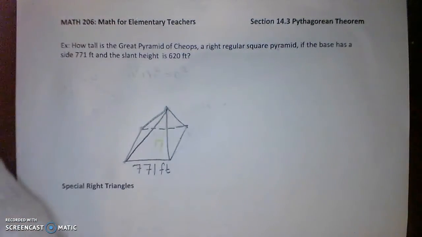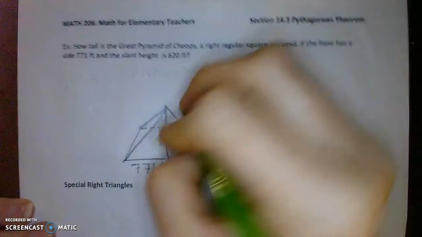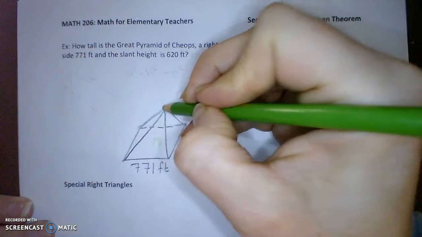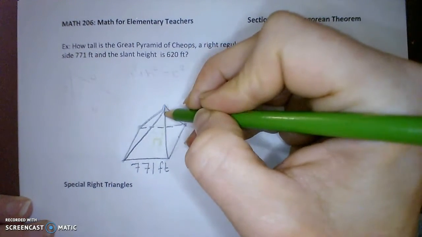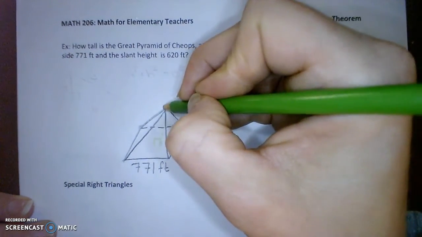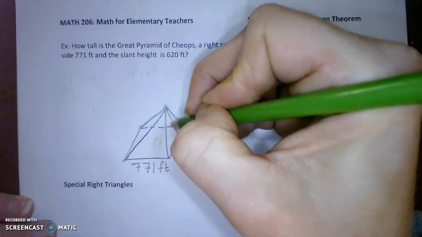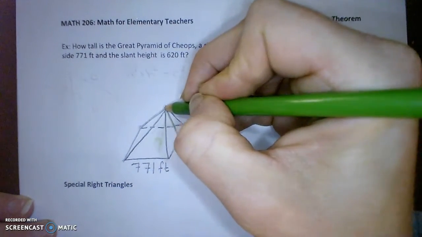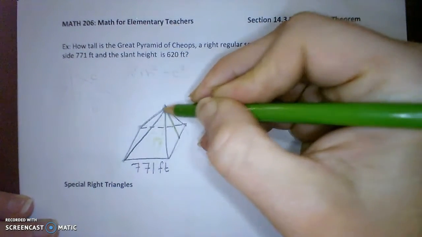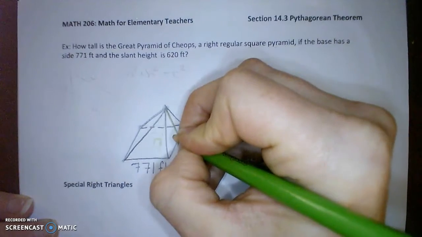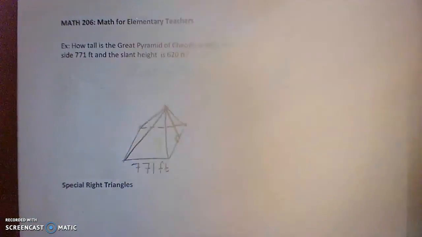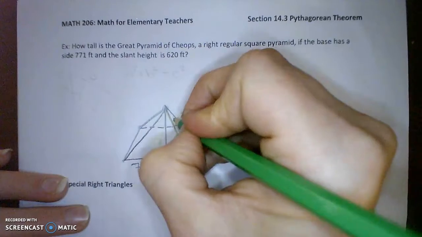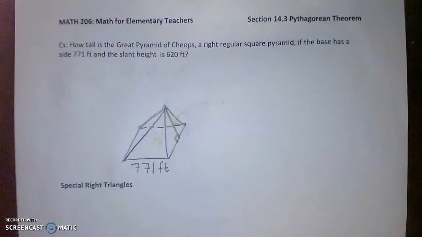Okay, so now the other piece of information I know is the slant height, which is basically the altitude of one of these triangles. So that is the altitude from the apex along the side of the pyramid, intersecting the base in a 90-degree angle. And that length there, that slant height, is 620 feet.